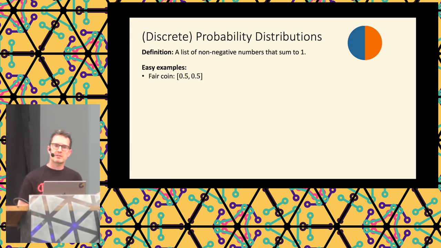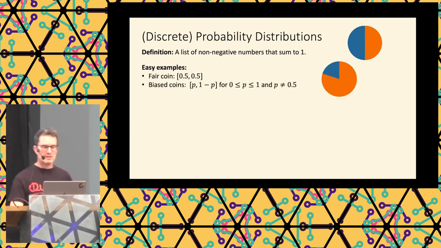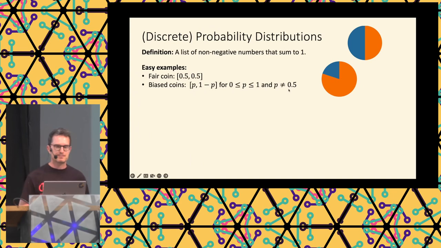Whenever you flip a coin, you get either one or the other outcome with probability 0.5. A little bit more advanced are biased coins, those that are not fair. So here you have a distribution of, say, p and 1 minus p. They sum to 1 if you add. And the p is something between 0 and 1, but not a half. I mean, otherwise it would be a fair coin.